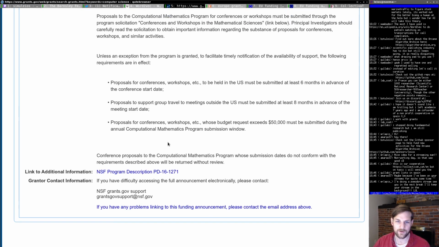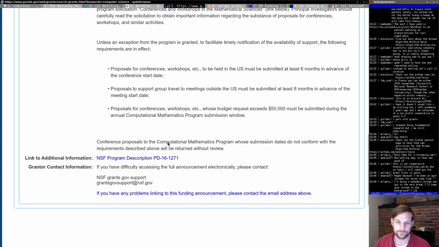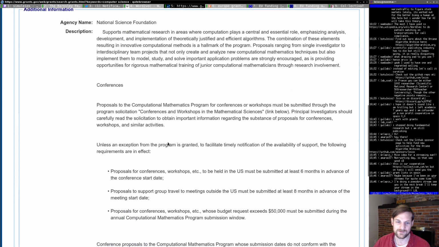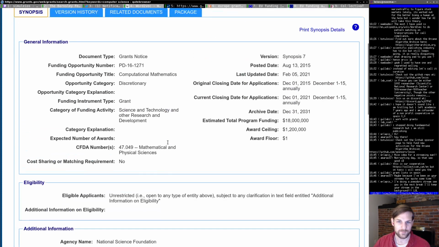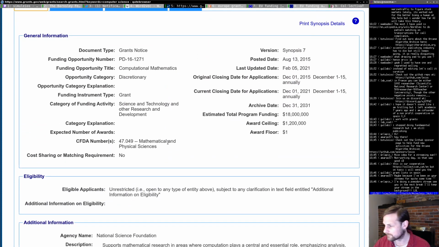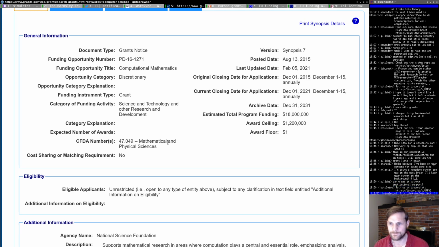Unless an exception for the program is granted to facilitate timely notification and the availability of support, the following requirements are in effect: proposals for conferences, proposals to support group travel and meeting outside the U.S. Sure, and the proposals for conferences, right? I don't know, maybe this is stuff we should start looking for funding for the algorithm archive and stuff like that. I don't know what you guys think about that, but maybe it's useful.